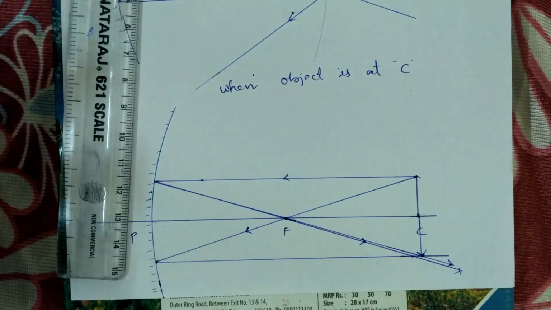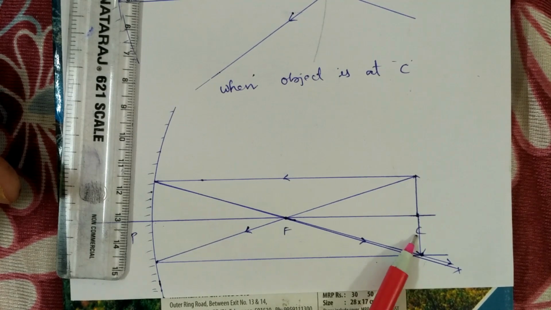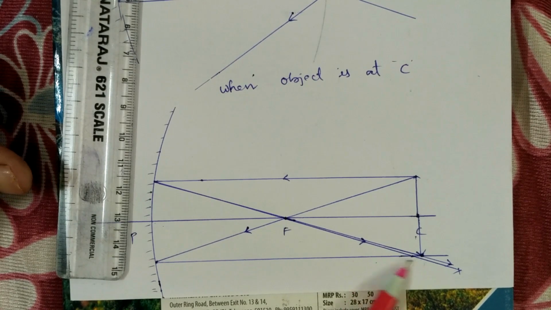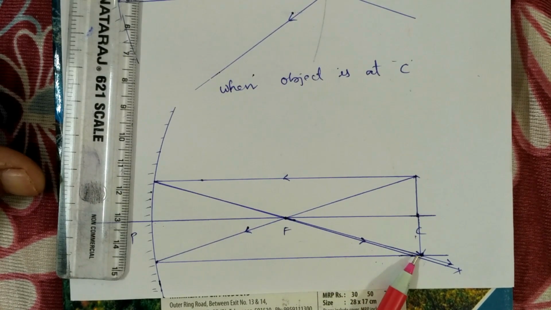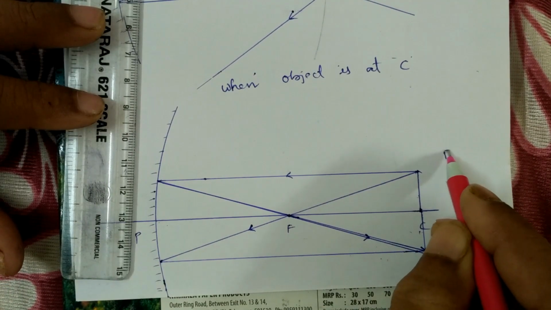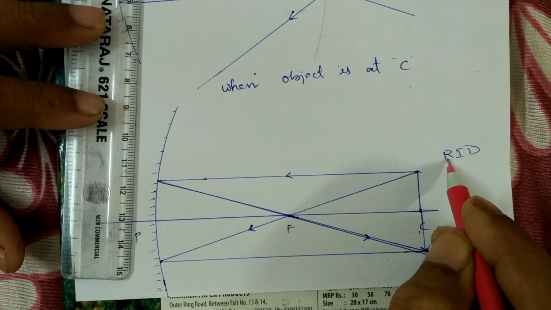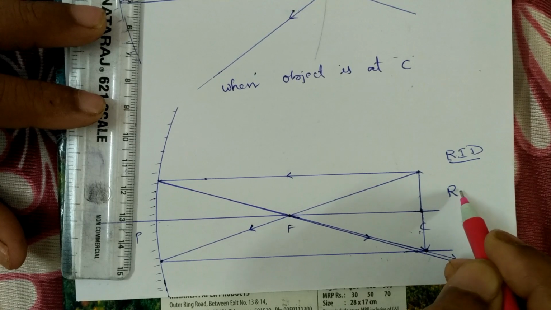So when the object is at C, the image also will be at C. Inverted image, real image. So here the image is formed because of the actual intersection of the reflected rays. Here reflected rays intersected. So when intersected rays converge like this, a real image is formed. So remember RID, read. R stands for real or virtual. Remember the word read. Real or virtual. So it is a real image.